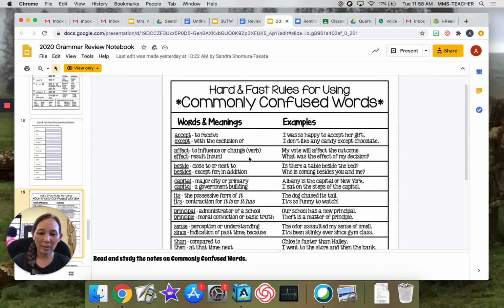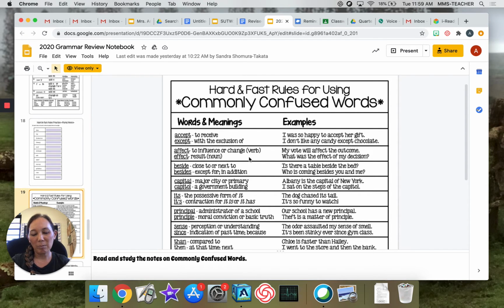It's is the next example. I-T-S is the possessive form of it. The dog chased its tail. And I-T apostrophe S is a contraction for it is or it has. The example for that word is, it's so funny to watch. So you could also say it as, it is so funny to watch.